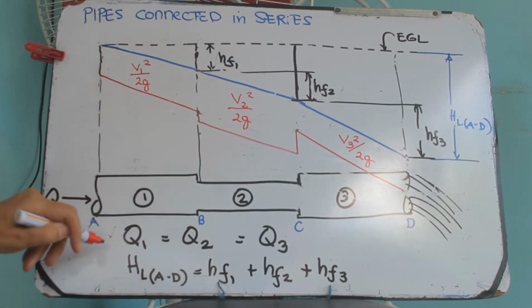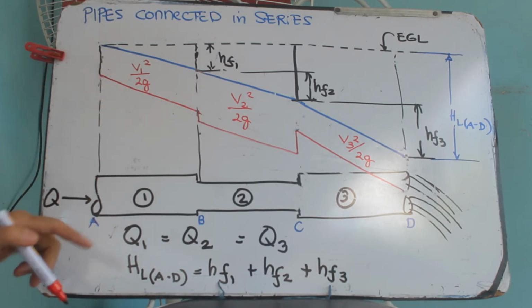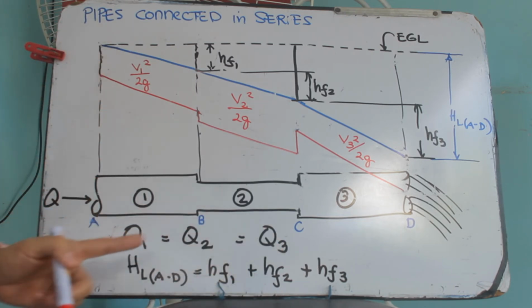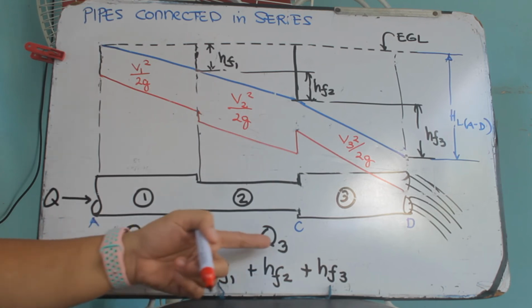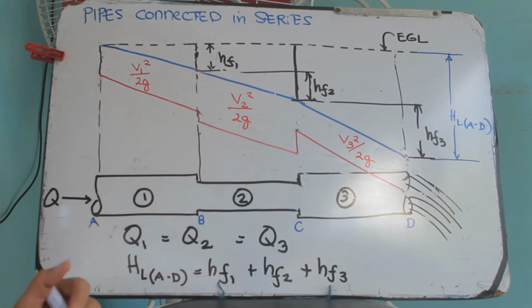And then, we have formulated only two formulas for series: the discharge is continuous, Q1 is equal to Q2 is equal to Q3, and the total head loss is the sum of all the losses.